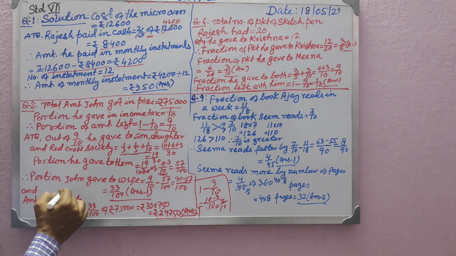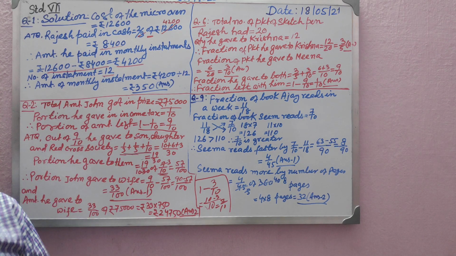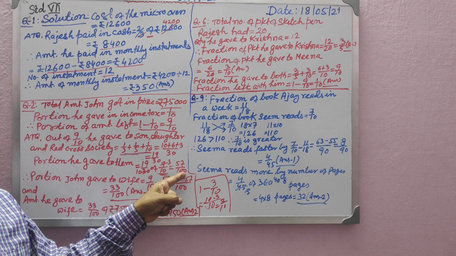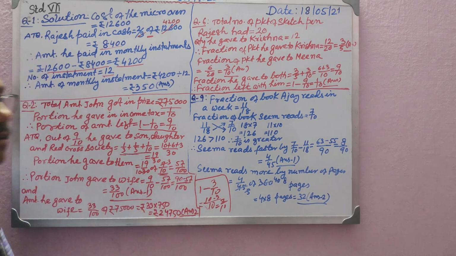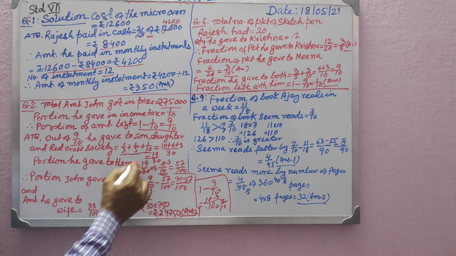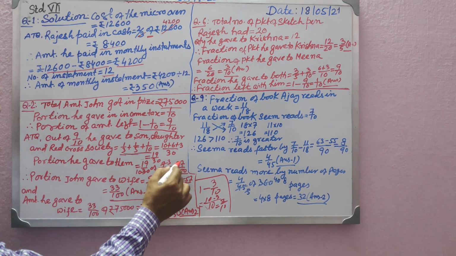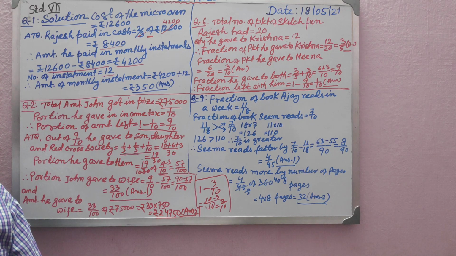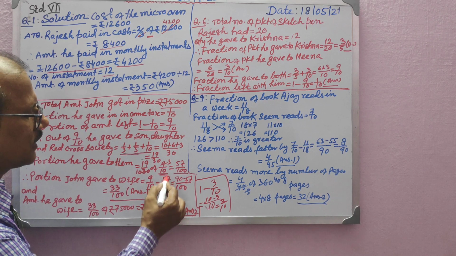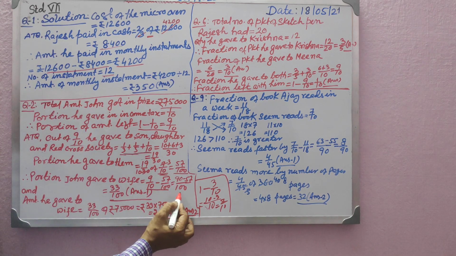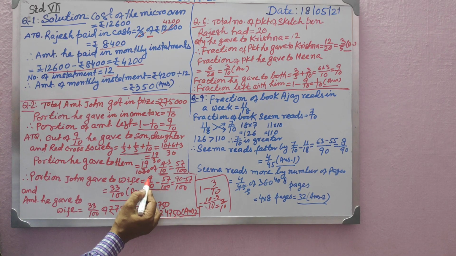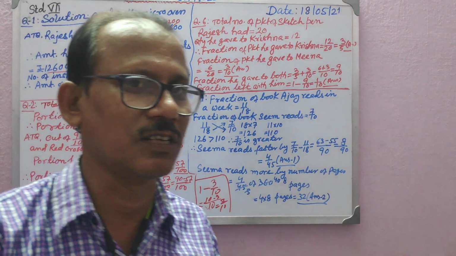So the portion John gave to his wife is the remaining portion after giving to everybody. So after this, how much is remaining with him? 9/10 was lying. Out of that, 57/100 he has given to son, daughter and Red Cross Society. So what is remaining? 9/10 minus 57/100, 100 will be the LCM, and 10 into 9 is 90. 90 minus 57 will be the numerator, that will be 33/100. 33/100 portion he is left for his wife.